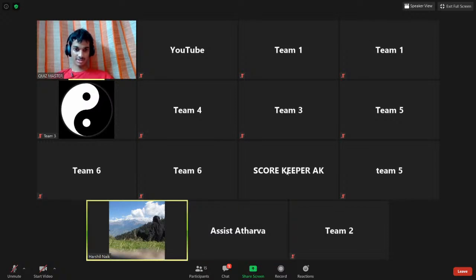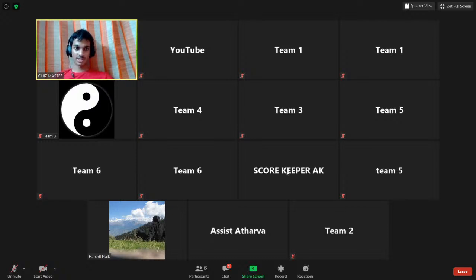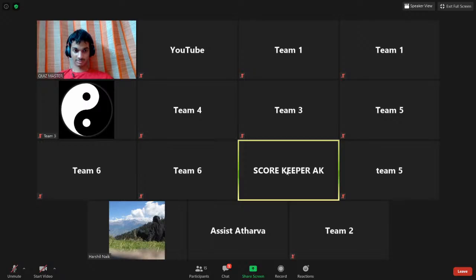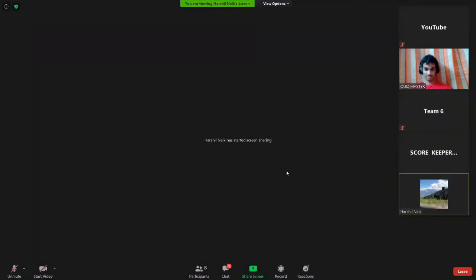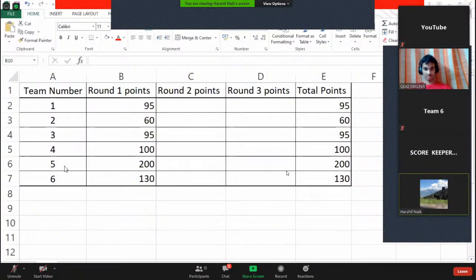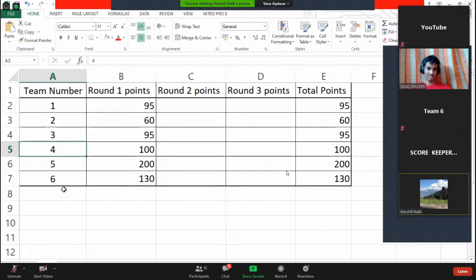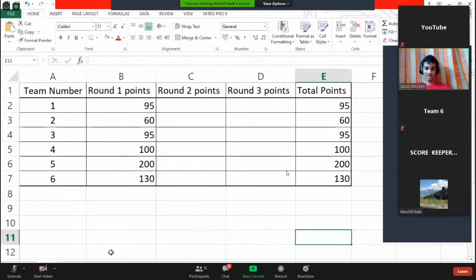Okay, should I verbally speak out the scores? If you can share it. If you can't, speak. So these are the current standings. Team 5 leads with 200 points. Team 6 comes second with 130 points. Team 4 comes third with 100 points, and then 95 for Team 1 and Team 3, and Team 2 gets 60. Okay, so things are pretty close amongst all our teams, which is a good sign.